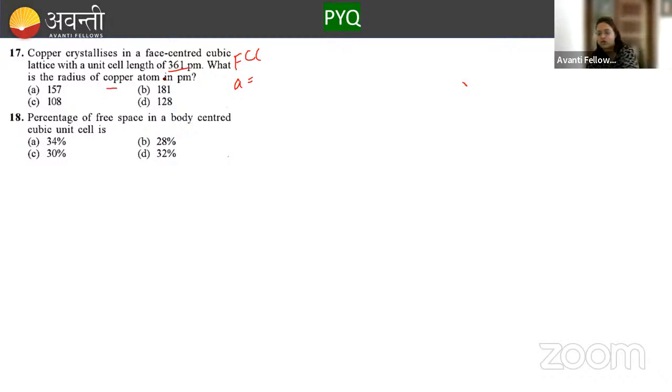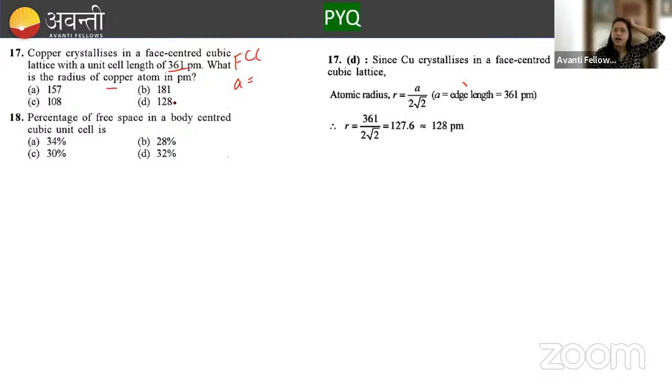So you know, for FCC, what is the relationship between radius and our edge length? a/2√2. So put the value, you will get the answer 128 picometer. That is option D. Yeah, that is option what? D. Next, percentage of free space in body centered cubic unit cells.